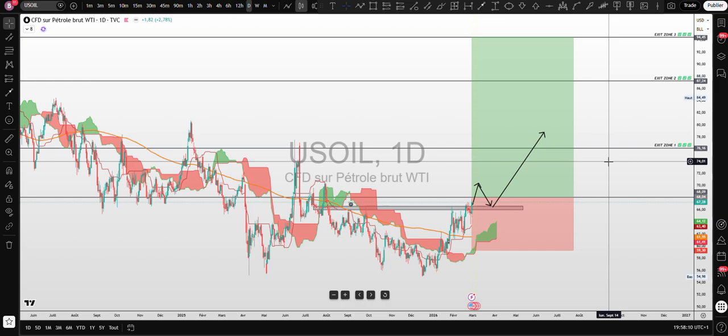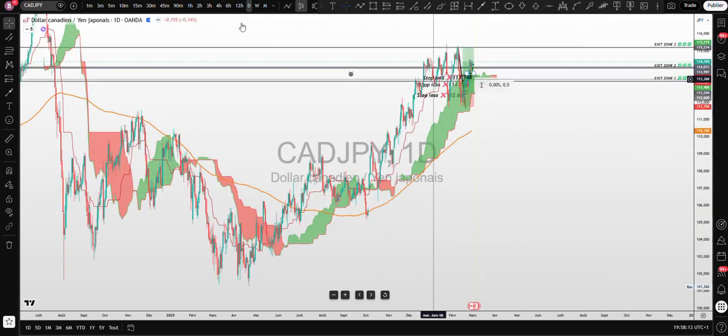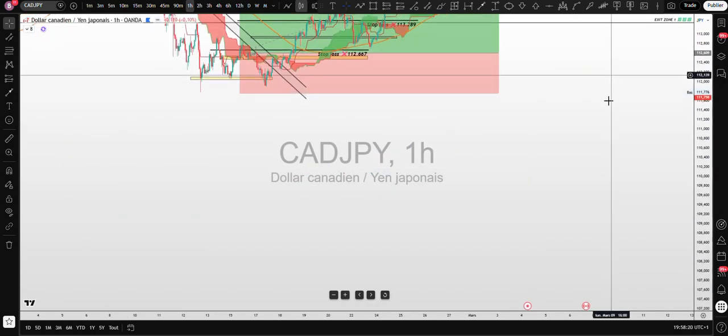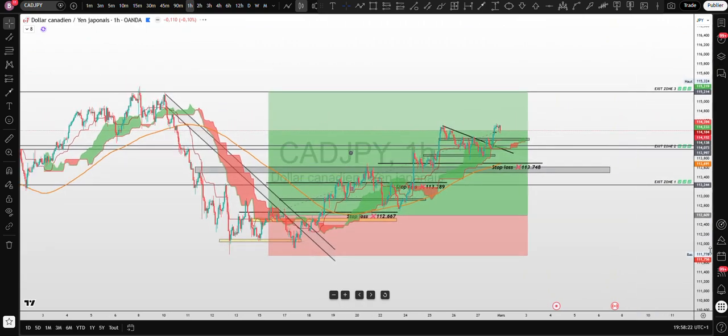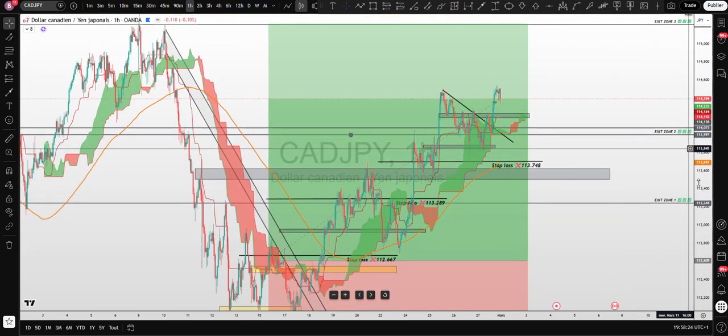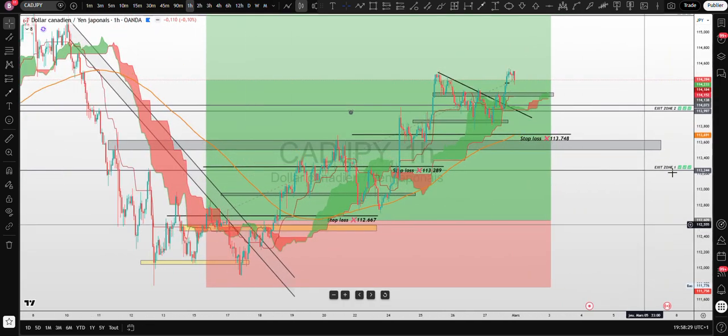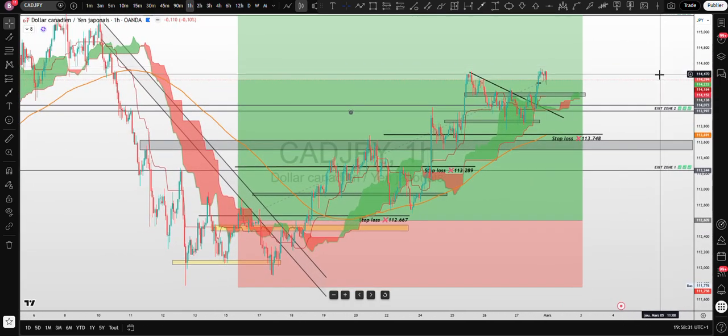Next, we're going to take a look at the CADJPY pair, specifically on the 1 hour time frame. This particular setup represents a trade that I actually entered into last week. As you can clearly observe on the chart right here, this trading opportunity is playing out absolutely perfectly. So I really want to break down for you my exact entry strategy on this CADJPY trade.